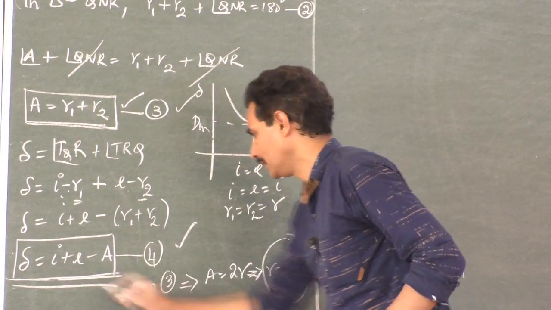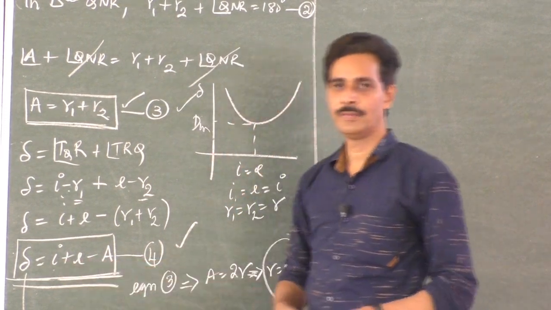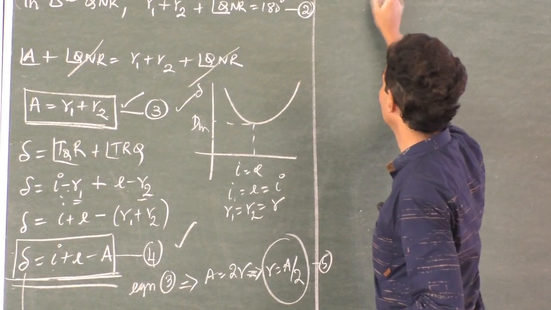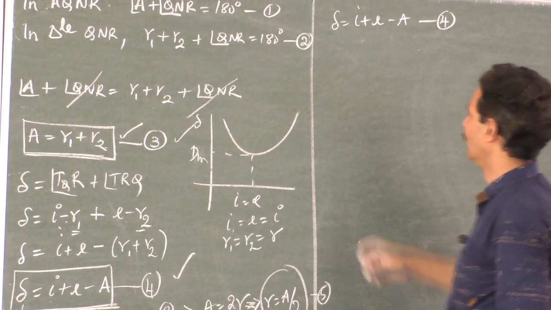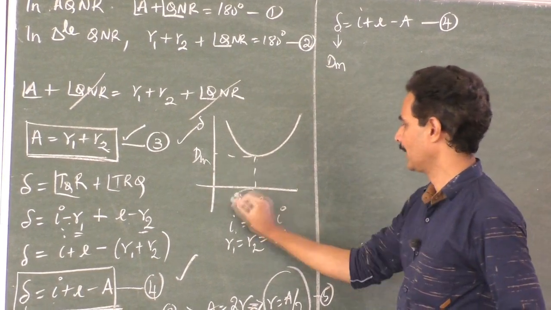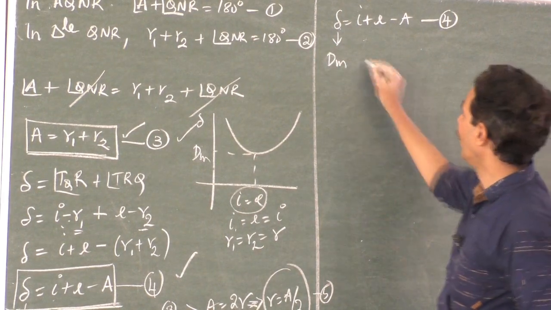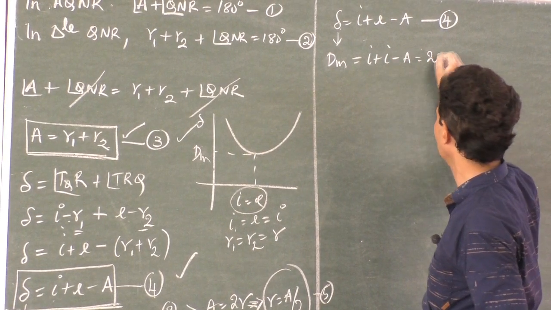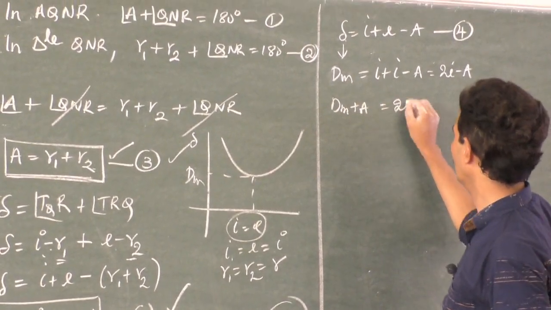What about this? Then delta has to be replaced as dm, because I and E are the same. So equation 4 is delta is equal to I plus E minus A, correct? This is equation 4. So how can I write this now? Delta becomes dm, the minimum angle of deviation, but at that position I and E are the same. So dm is I plus I minus A. Finally this is 2I minus A. Bring this A here: dm plus A is equal to 2I.